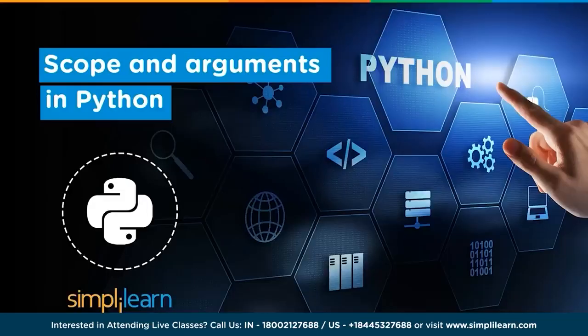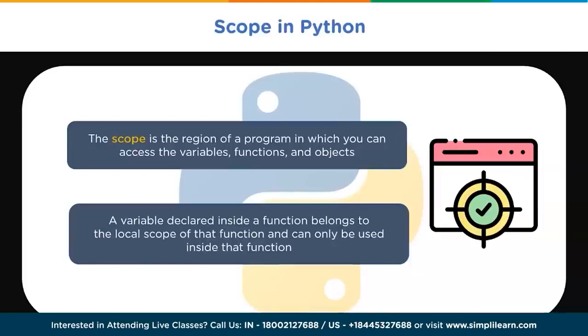Now let's learn about what is scope in Python. So scope in Python is the area or the region of a program where you can access variables, functions and objects declared. The scope defines the accessibility of the Python object. So the objects cannot be accessed from anywhere in the program. Variables are not visible to the entire code, so their visibility can be restricted.